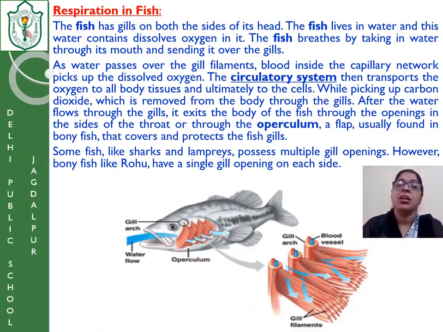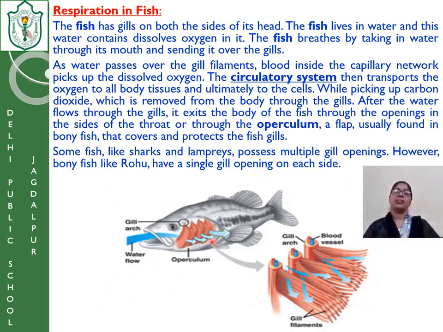The gills are made up of very thin filaments, that is our capillaries, the blood capillaries, and they absorb the dissolved oxygen from the water. Once the gills absorb the oxygen, the blood vessels take the oxygen, and the carbon dioxide is immediately sent to the water.